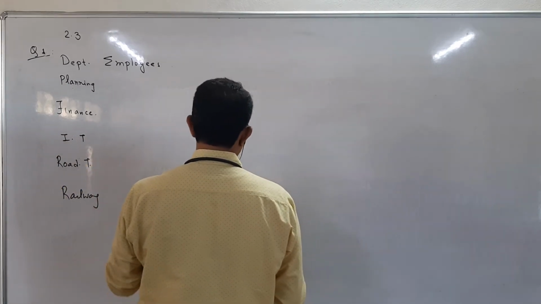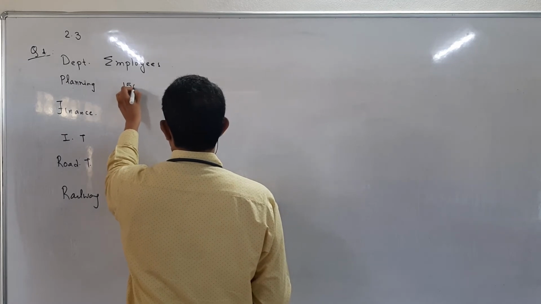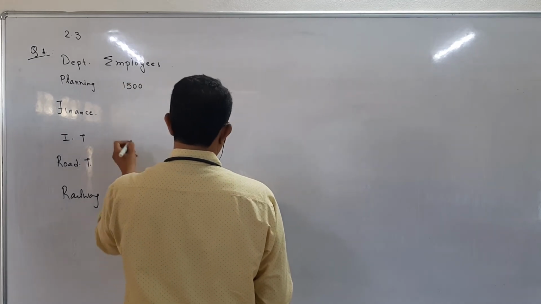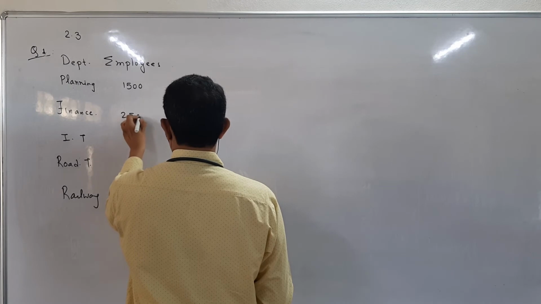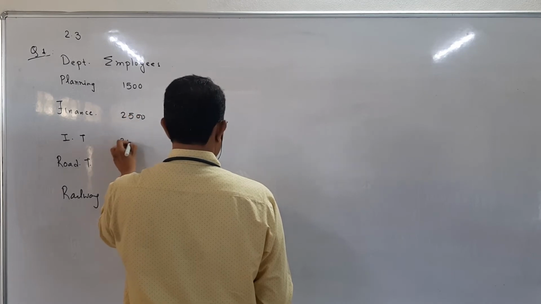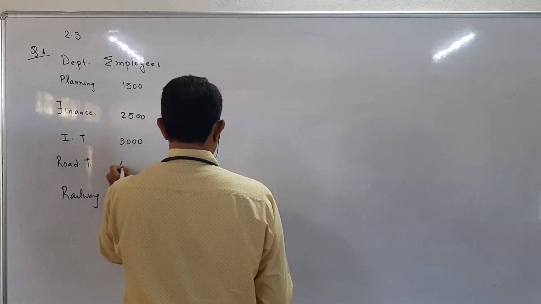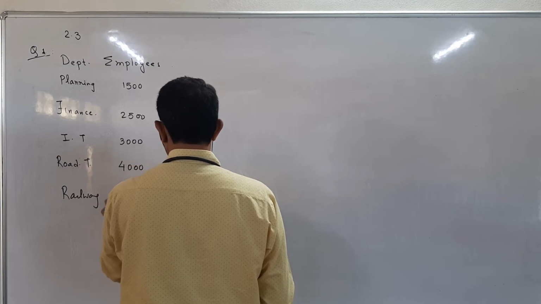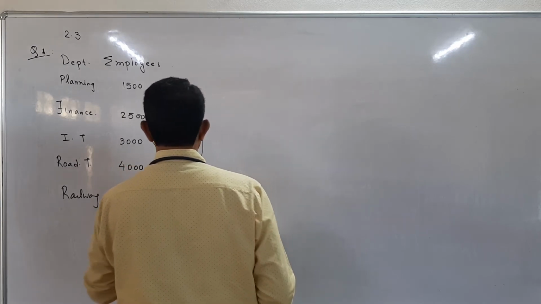How many in planning? 1500. In finance, 2500. In IT, 3000. Road transport, 4000. And railway, 6000.